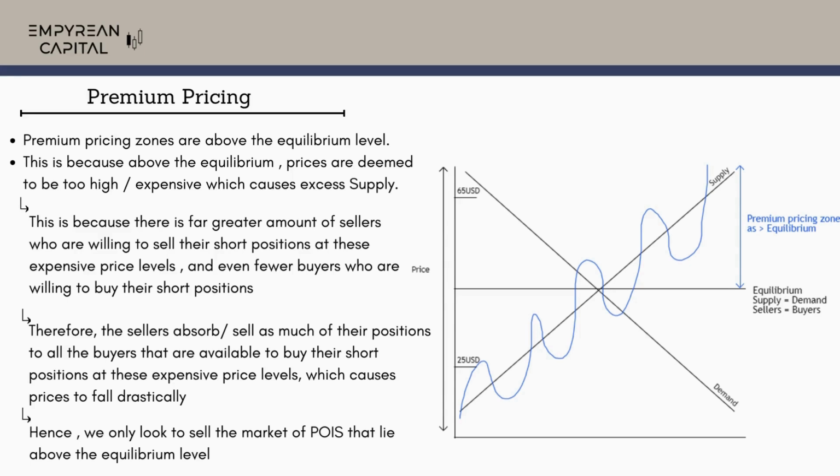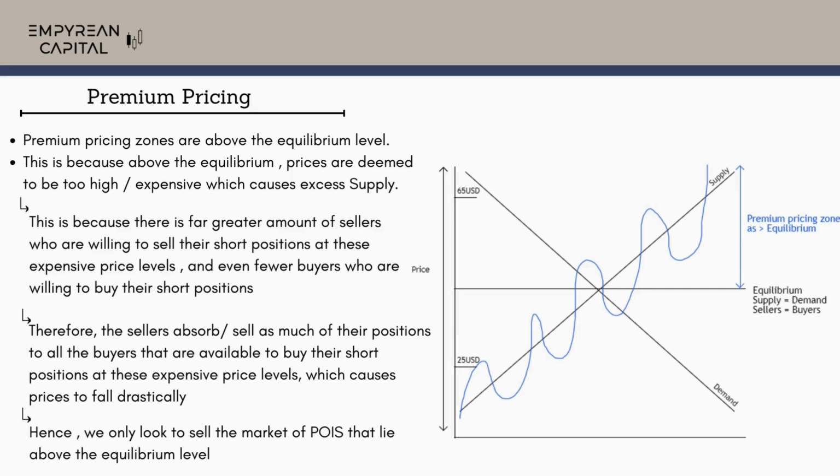So what the sellers will do is sell as much of their short positions to all the buyers who are available at these expensive price levels, which causes prices to fall drastically. Although we have a limited amount of buying and demand at these premium pricing zones, there are still some buyers there. So the sellers will attempt to sell as much of their short positions as they can to all the available buyers at these expensive prices.